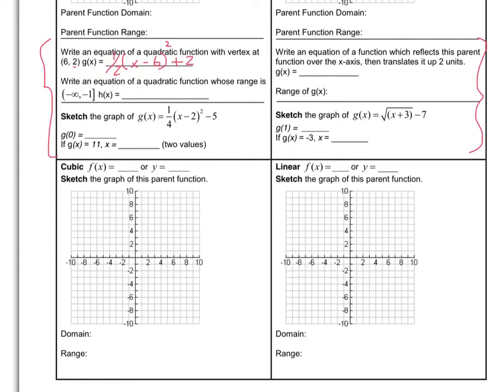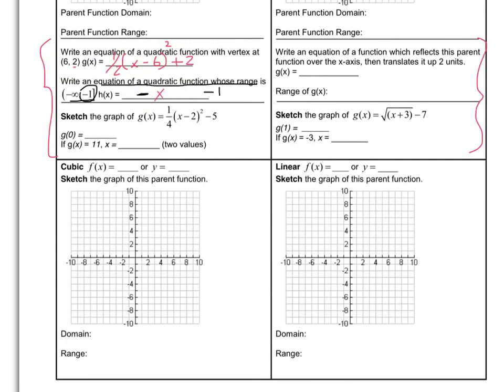Now, writing an equation for a quadratic function whose range is -infinity to -1. By looking at the range, it's the range of a flipped or reflected quadratic function, so there should be a negative. And since it's a -1 over here, outside the parentheses it's going to be -1. So as long as you have a negative and a -1 on the outside, it doesn't matter what would be on the inside.